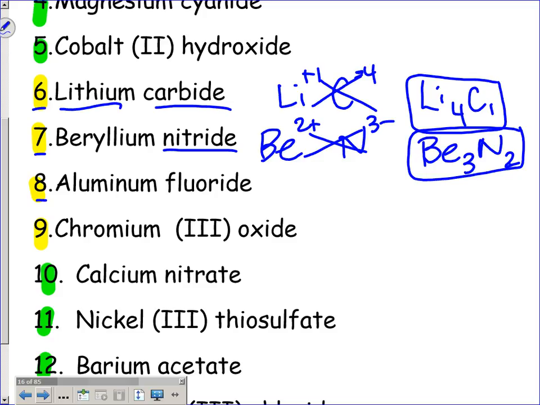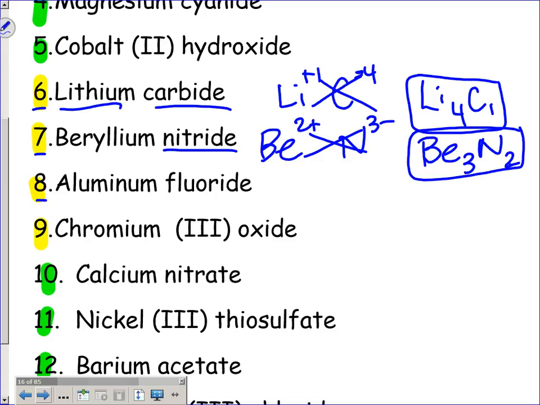Because 3 berylliums would have a total charge of what? 2 + 2 + 2 would be 6+, and 2 nitrogens would have a charge of 6-, so 3 negative, 3 negative. That makes it overall neutral. So that's why those numbers work out the way they do.